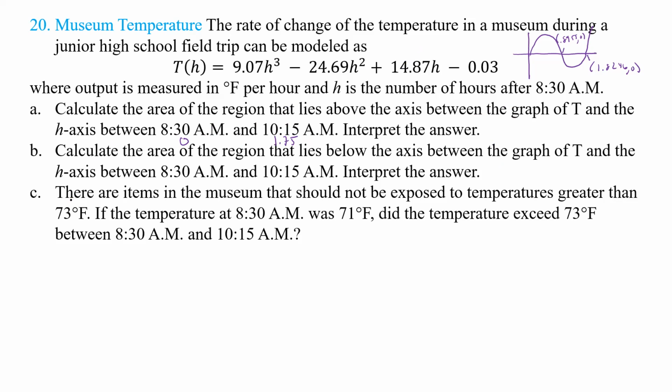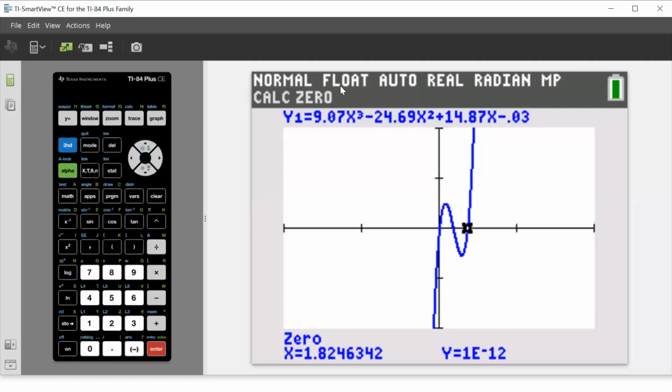All right, so first one. For A, we're going to go from our integral from 0 to the 0.8955 of 9.07 h to the third minus 24.69 h squared plus 14.87 h minus 0.03. Now my question is, did I actually put that 0.03 in there or not? Because I don't remember doing that. Oh, I did. Okay.